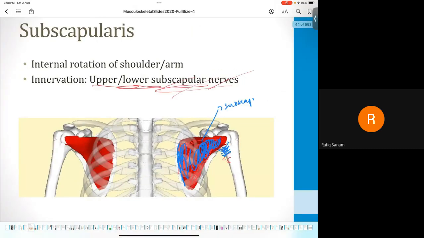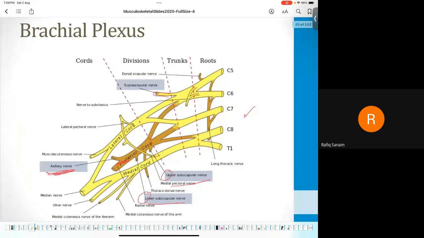Then we have subscapularis. The nervous supply is going to be subscapular nerve, and the function of it is going to be internal rotation of the shoulder. That's all, okay?